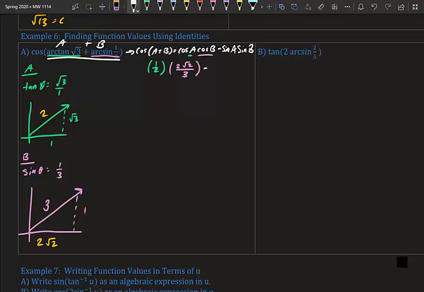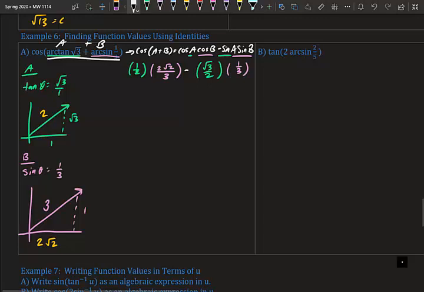And then minus sine A. So we're going to be looking at our A function and finding sine of it. So sine, we have opposite over hypotenuse, square root of 3 over 2. And then we need to do our sine B function. So looking at our B triangle, let's do our sine. So opposite over hypotenuse, or 1/3.